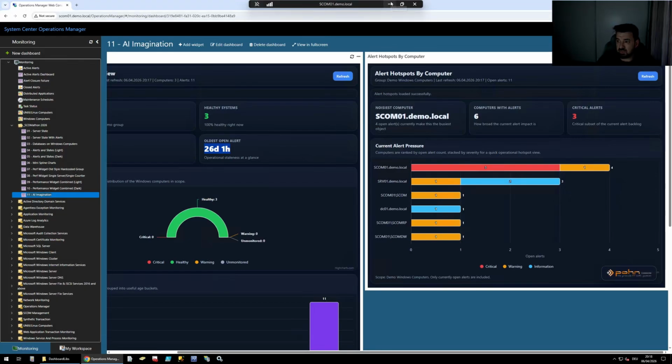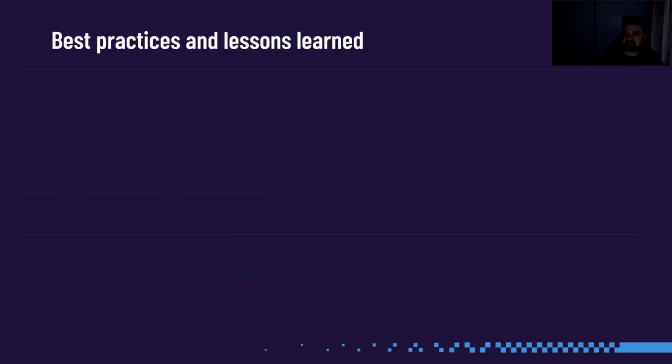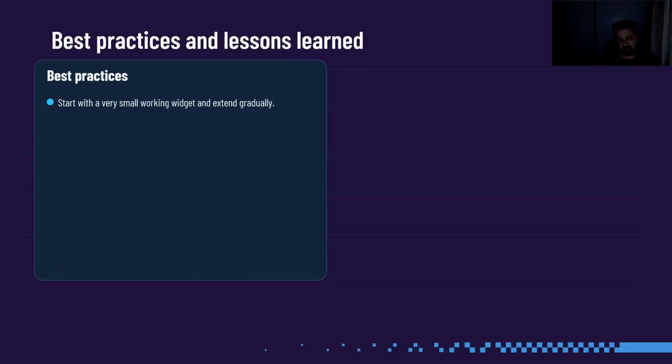I have one more detail for you that I want to show you. Let me jump back to the slides. So we have also a slide on best practices and lessons learned. After the demo, those are the main lessons I want to leave with you. On the best practice side, start with a very small working widget and extend it gradually, step by step. This is my first advice to you.